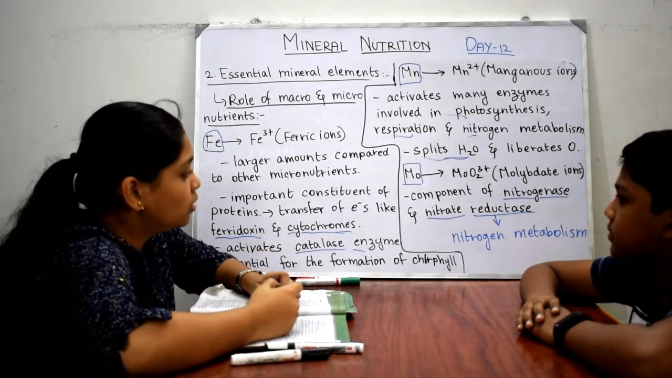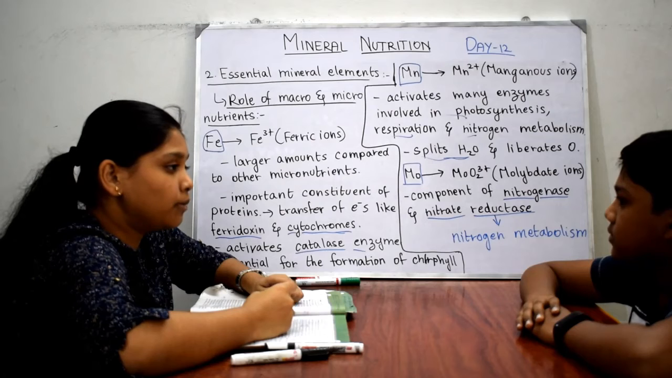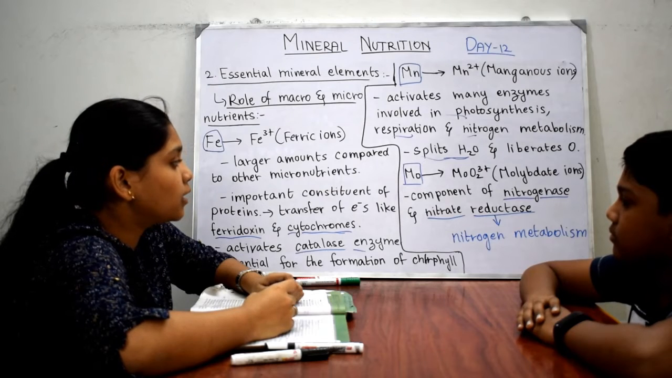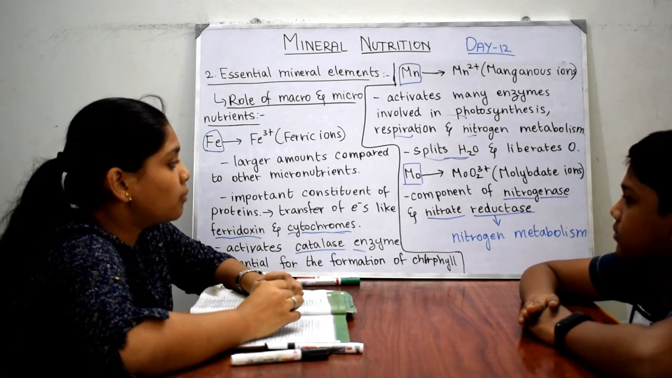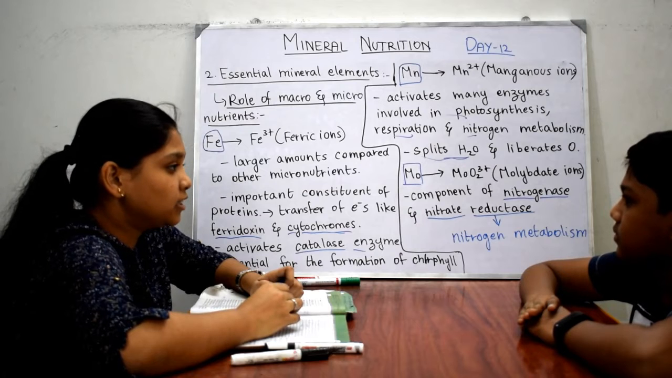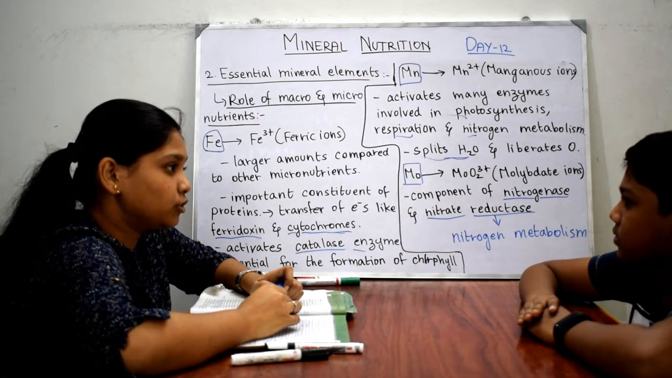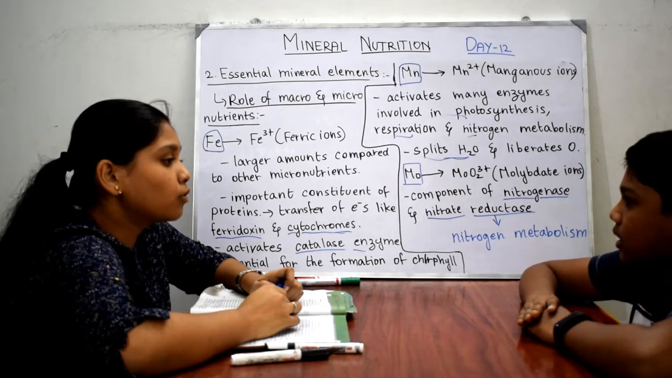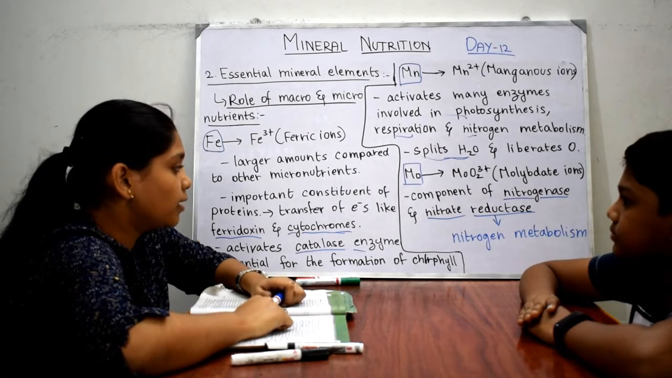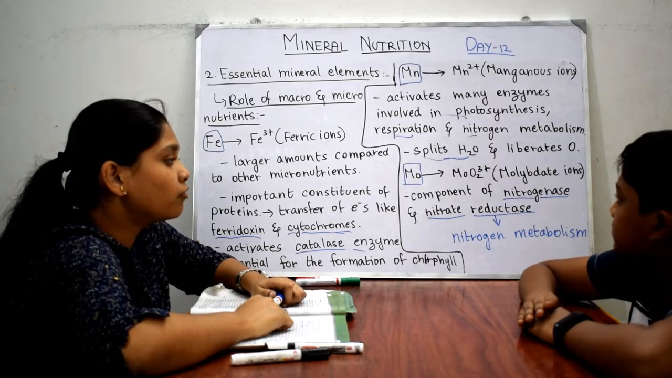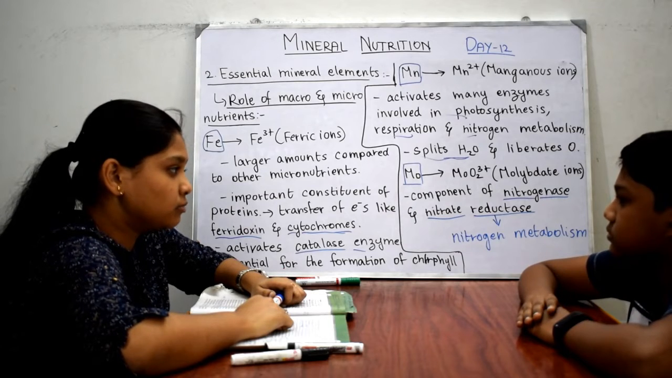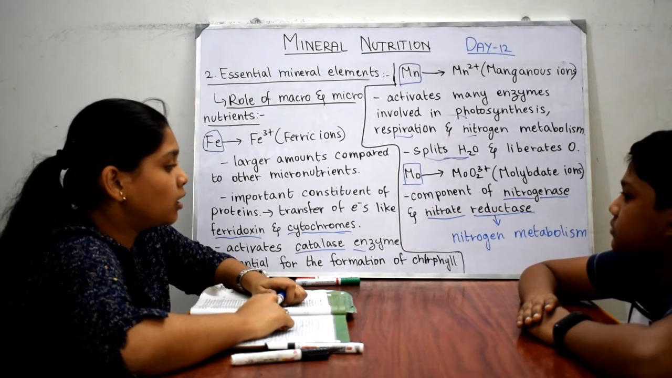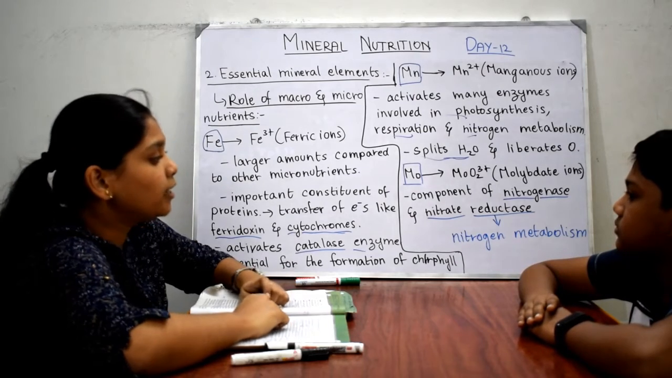Next we are going to see molybdenum. Molybdenum is absorbed by plants in the form of molybdate ions, MoO4 2-. Molybdate is a main component of nitrogenase and nitrate reductase, which are very important in nitrogen metabolism.